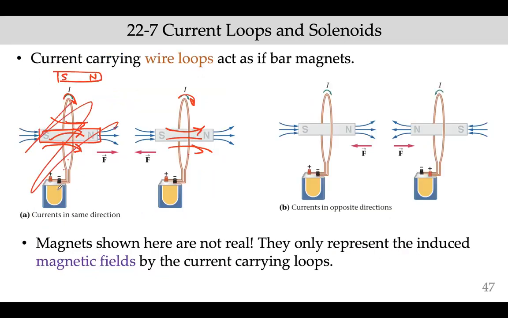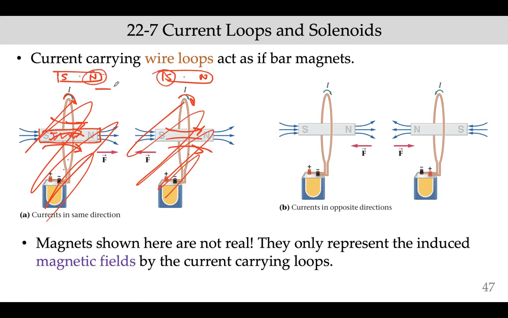Now you can forget about this setup. Instead, you can replace it by a magnet. Again, there's no magnet here. It just shows you the direction of the magnetic field lines. This is the same thing, S and N, situated like this. So now forget about this. What happens if you have two bar magnets positioned like this, north and south, close to each other? They will attract each other. So the bottom line here is, if you have two loops and the currents are in the same direction, they will attract each other.